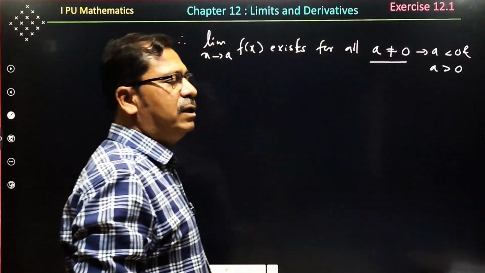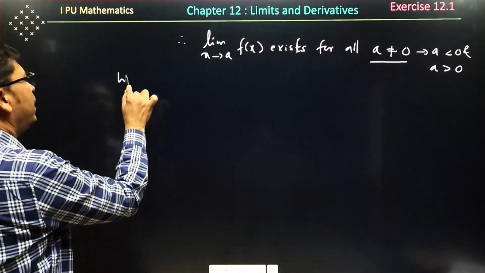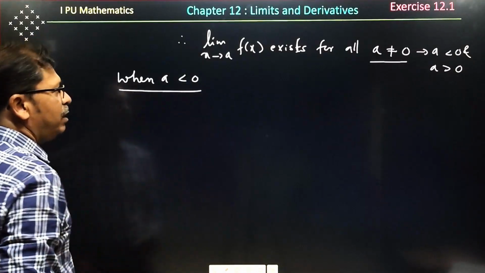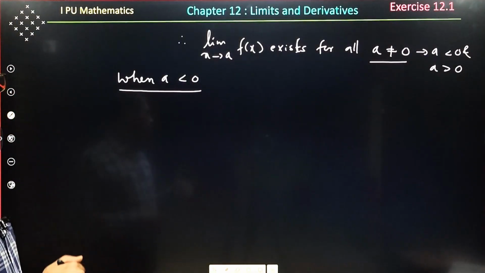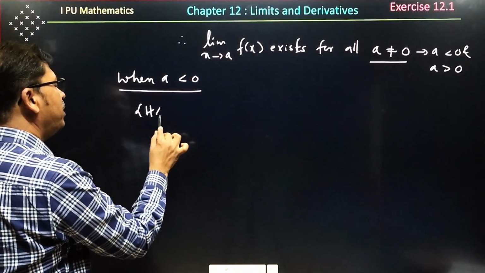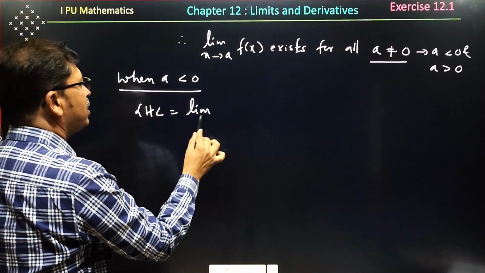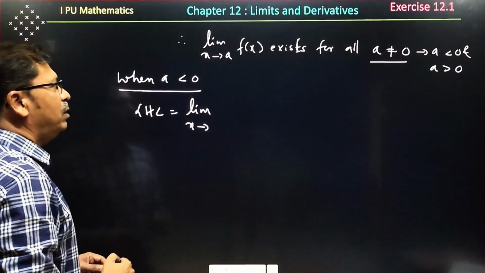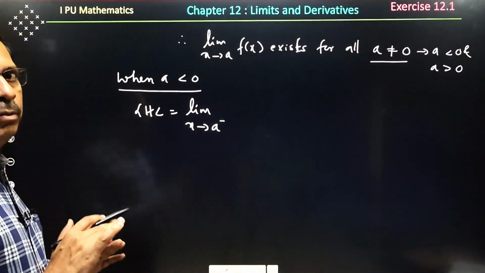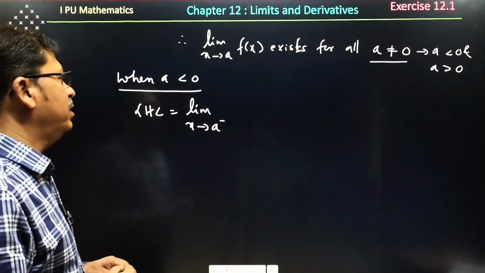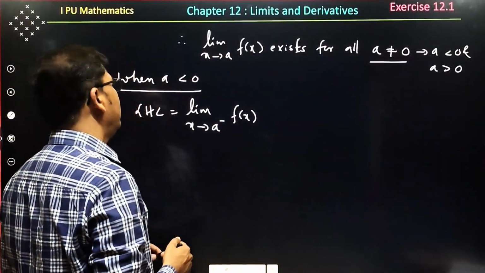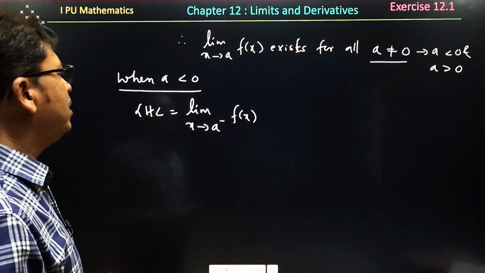Let me take a less than 0 here. When a is less than 0, in the neighborhood of a, let me define the left hand limit. Left hand limit is equal to limit x tends to a minus, in the neighborhood of a, but it is not equal to 0 in the neighborhood of a. Limit x tends to a minus f(x).